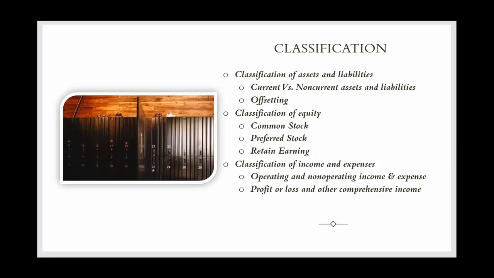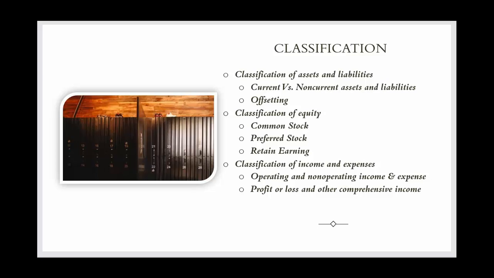Current versus non-current liabilities. Current liabilities are obligations the entity expects to settle within a year, e.g., accounts payable, short-term loans. Non-current liabilities are obligations that are not expected to be settled within a year, e.g., long-term debt, deferred tax liabilities. Practical example. A retail company classifies its inventory, current asset, separately from its store buildings, non-current asset. Similarly, it classifies its short-term supplier credits, current liabilities, separately from long-term bank loans, non-current liabilities.